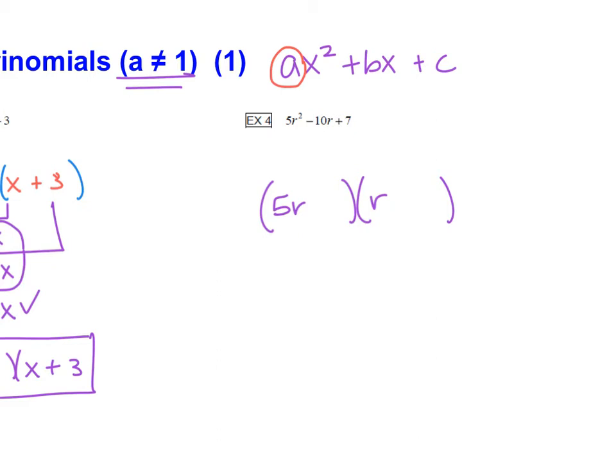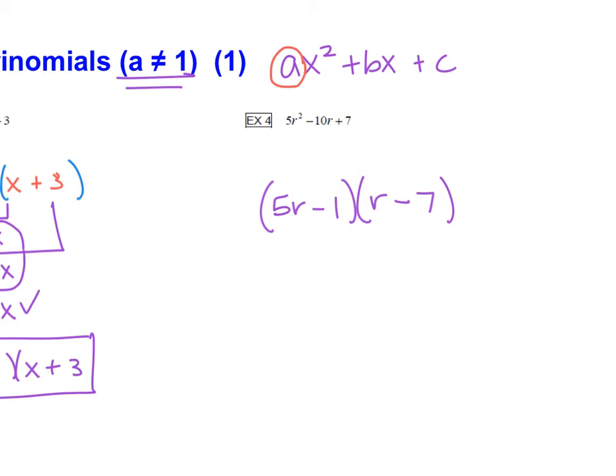So it's going to be 1 and 7, but I notice that my outside and inside terms have to add up to a negative value. So what I'm going to do is I'm going to make it a negative 1 and a negative 7. Because a negative 1 times a negative 7 gives me a positive 7, so it works. And then I've introduced negatives into my factoring to get that negative 10r.